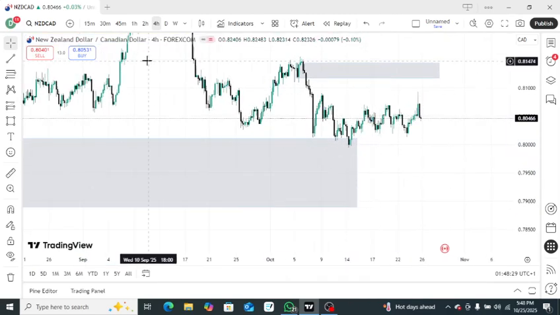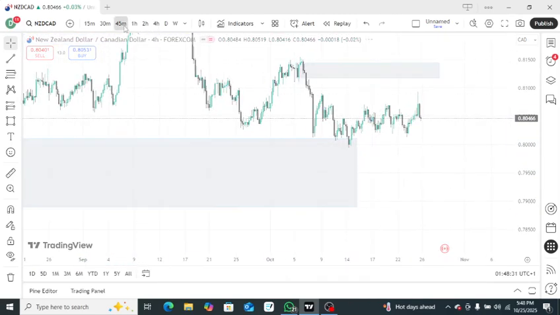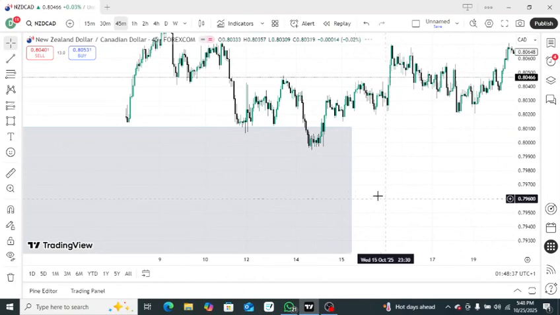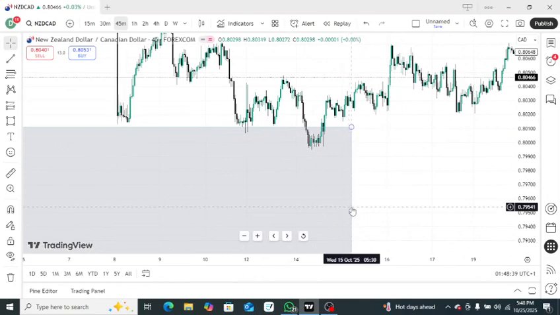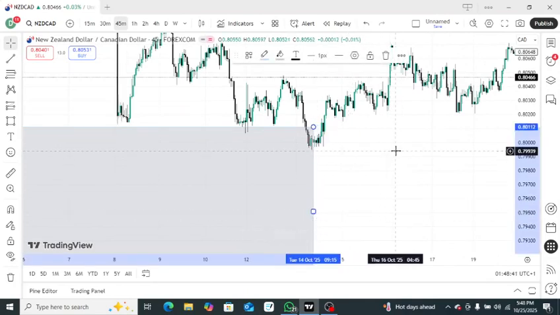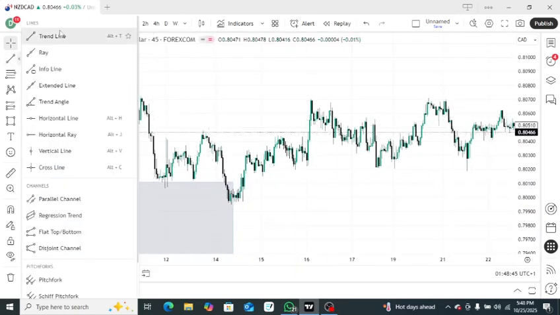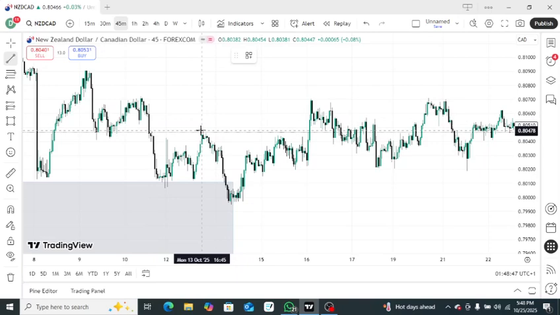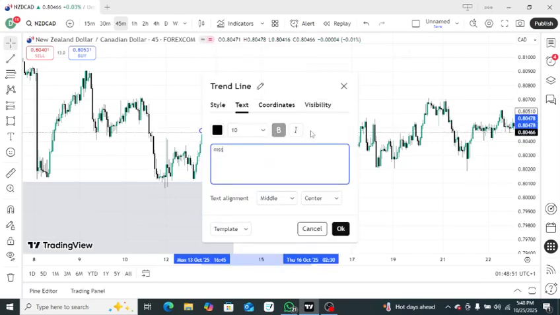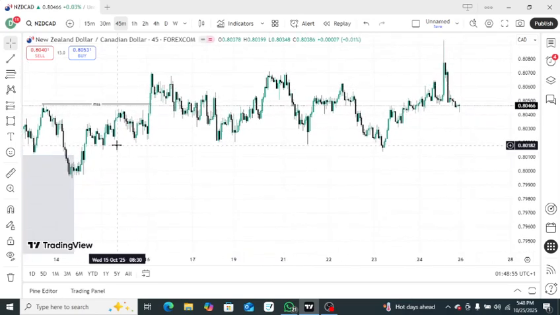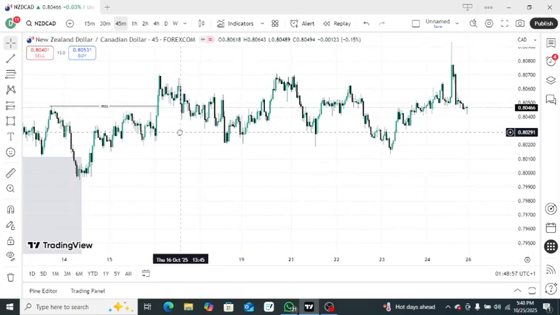what I need to do now is minimize this and go to the 45-minute time frame. On the 45-minute time frame, this is what I saw. Price took out this high, which was created from here. This has confirmed my market structure shift.